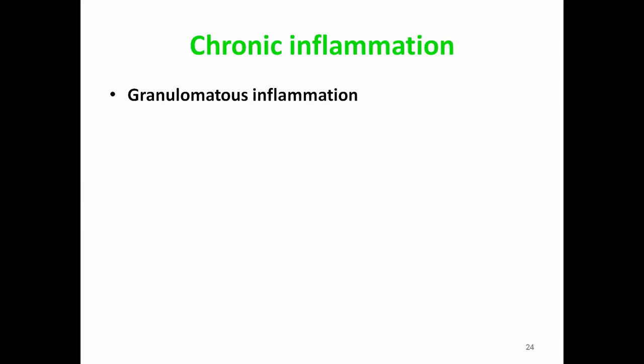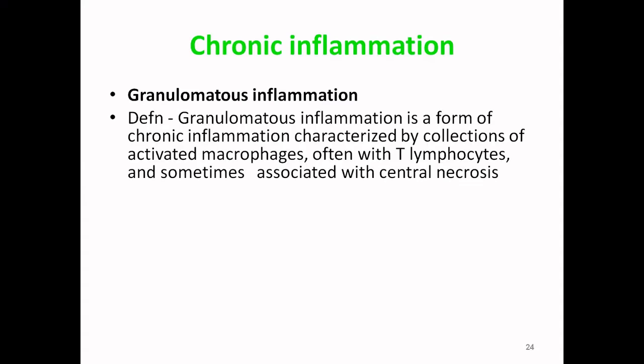So then we'll come to the main topic, that is the granuloma. So granuloma, what is granuloma? Now, according to Robbins, this is the definition. Granulomatous inflammation is a form of chronic inflammation. It is a particular morphological pattern in chronic inflammation. Okay. So granuloma is always chronic inflammation. It is never acute. It is a particular pattern of chronic inflammation.